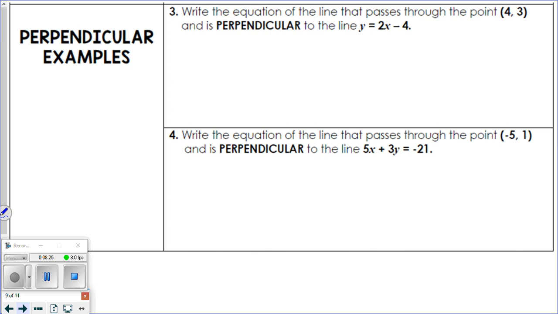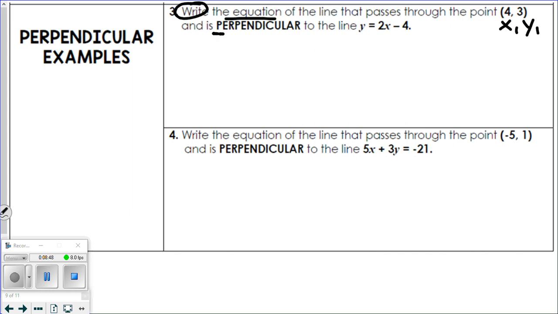Okay, let's look at perpendicular now. Write an equation of the line that passes through the point (4, 3). So this is x1, y1, so I'm going to label them right away.